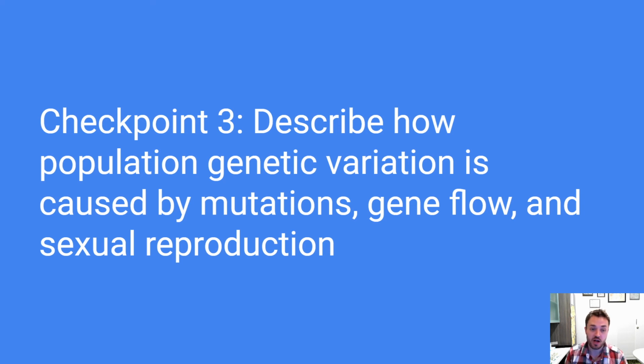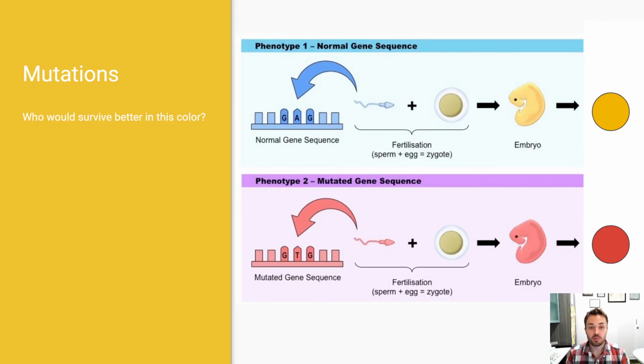So checkpoint 3 is to describe how population genetic variation is caused by mutations, gene flow, and sexual reproduction. I'm going to go through this fairly quickly. But basically, all variation is caused by mutation, right? There's a mistake made in the gene sequence that leads to a different phenotype of some kind.